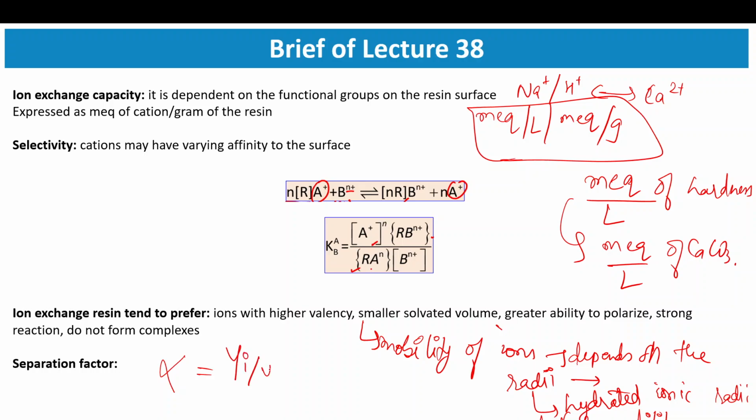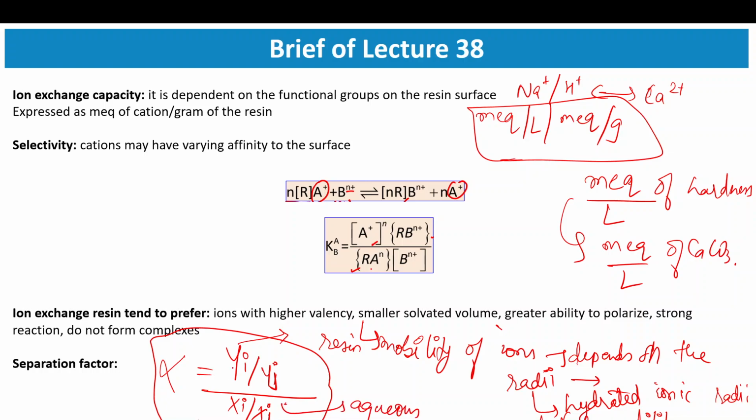yi by yj by xi by xj, and it's the factor which tells you what is the amount of ions present on the surface of resin as compared to the ions present in aqueous phase, right? So y is for resin phase, x is for aqueous phase, and i and j are two ionic species, right?